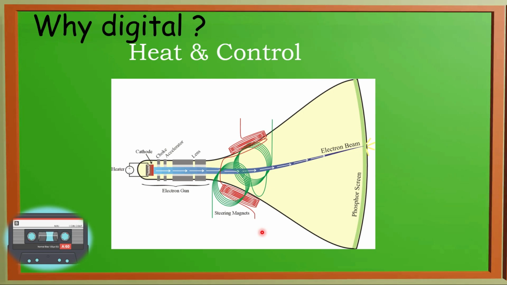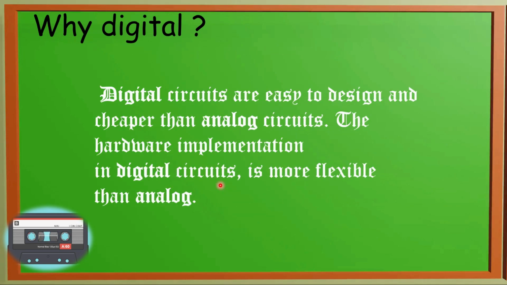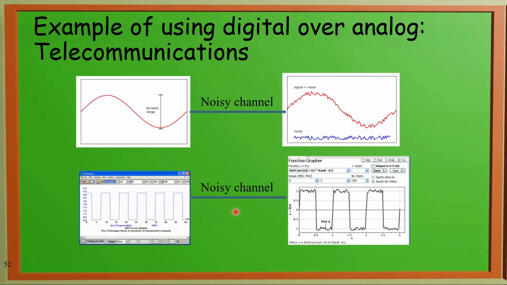Another example: we have seen that all the televisions nowadays are replaced with flat televisions, but earlier we had lengthy, bulky vacuum tubes in which we used to process the input video signal. These systems were bulky and used to create heat. So there was a problem of heating and controlling. By using digital system, we are able to convert it into sophisticated LCD and LED televisions. And digital systems are easy to design, and they are much cheaper than analog circuits. The hardware implementation in digital circuits is more flexible than analog system. That's why we prefer digital systems.